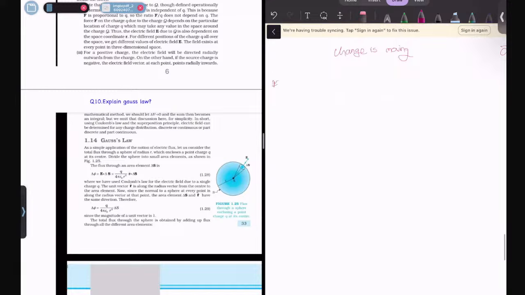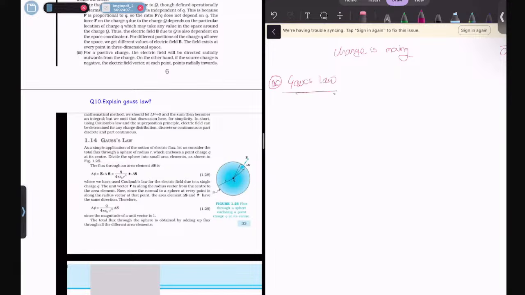So what is Gauss law? First I'll tell what the Gauss law is defined for, how do we calculate Gauss law, and what are the different variations of Gauss law.